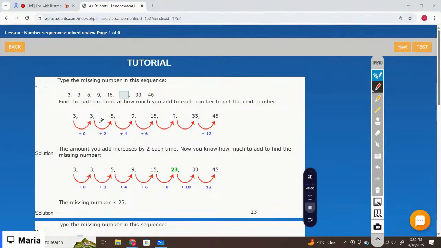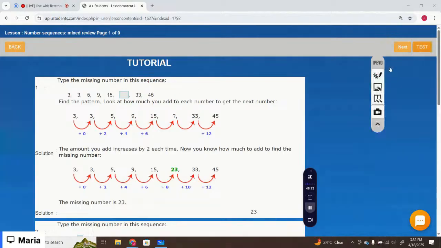That is 3, 5, 9, 15. The differences are 0, 2, 4, 6, 8. So 15 plus 8 is 23. So the missing number is 23. Let's just start with the test questions.